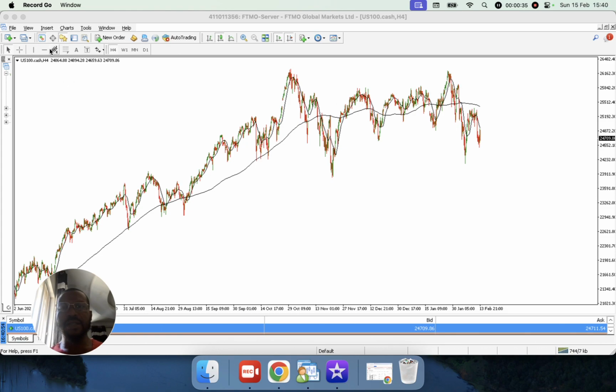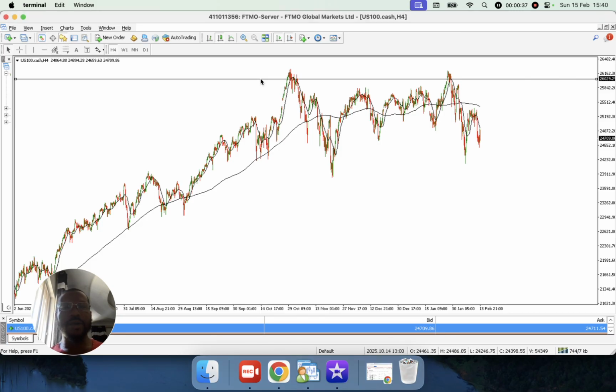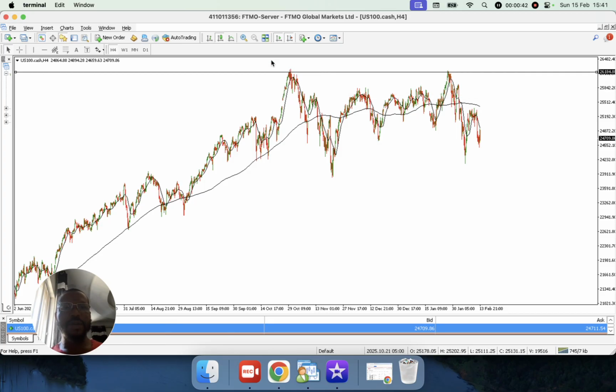How do I know that it is in a range? I can see the market got to this resistance area, the supply area. It came down, went back up, it got there, and it came down. And there's a demand area here. So the market has not been able to break out of this supply. It has not been able to break out of this demand. It's been ranging in this box. So with this, I consider the market to be in a range.